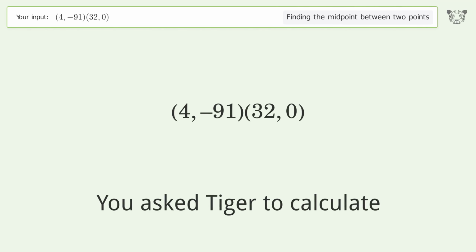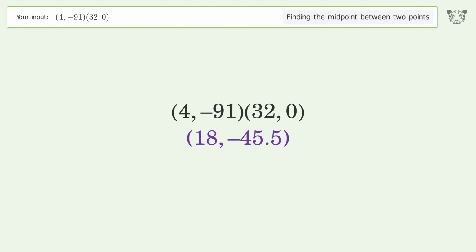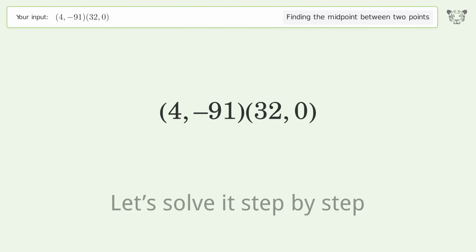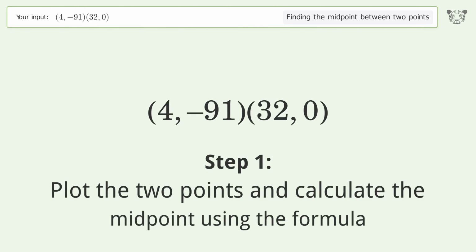You ask Tiger to calculate. This deals with finding the midpoint between 2 points. The midpoint between the 2 points is 18, negative 45.5. Let's solve it step by step. Plot the 2 points and calculate the midpoint using the formula.